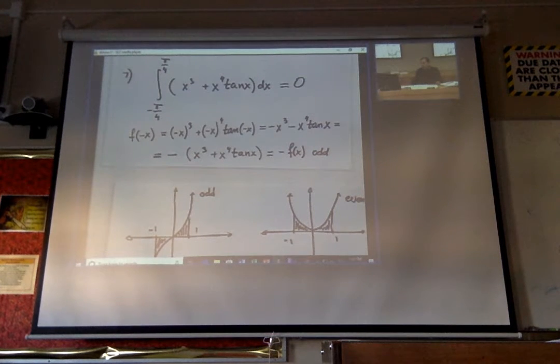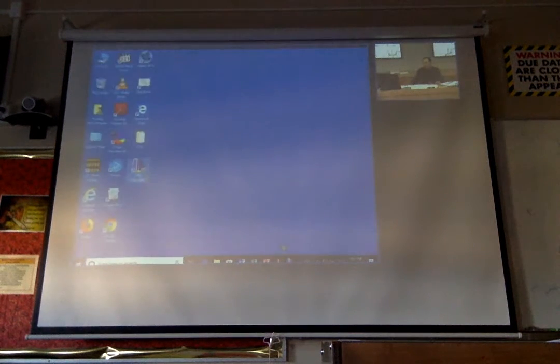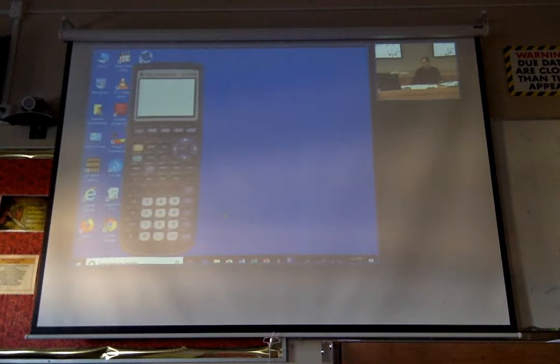Now what I'm going to do right now, just to show you a good graph, because if you put this into your calculator, it looks awful. It's not a very good picture. So let's graph it just to prove a point. It's not going to be the best graph that we can think about. So we have x cubed plus x to the fourth times tangent of x. If I graph this, this is what we get.